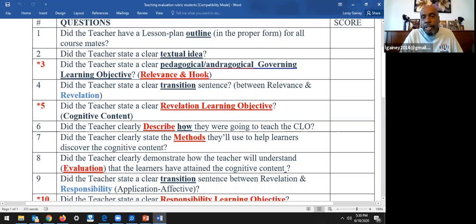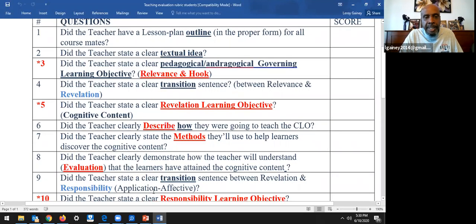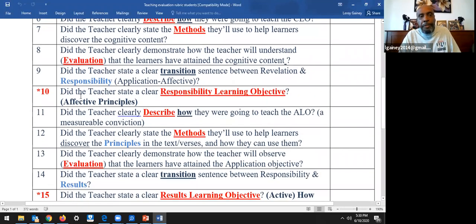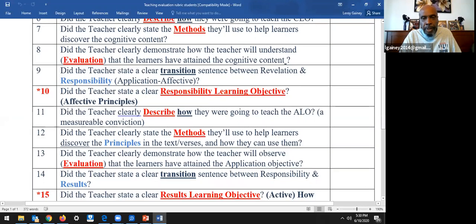Did the teacher clearly describe how they were going to teach that? In other words, what are your activities and your methods? Did the teacher clearly demonstrate how the teacher will understand that the learners have attained the cognitive content? That is your evaluation. And I go through that all the way through the affective responsibility, the same things: your learning objective, the methods, and then the evaluation. That's the ALO.